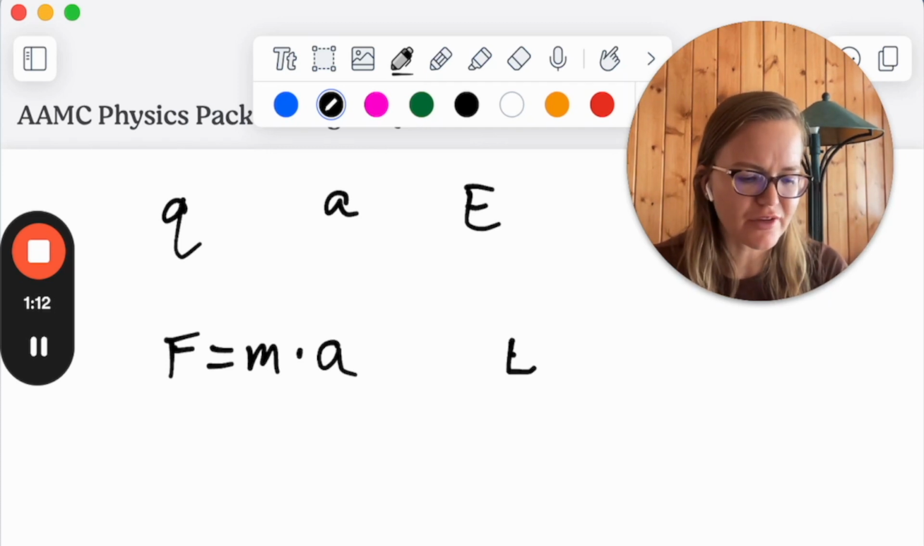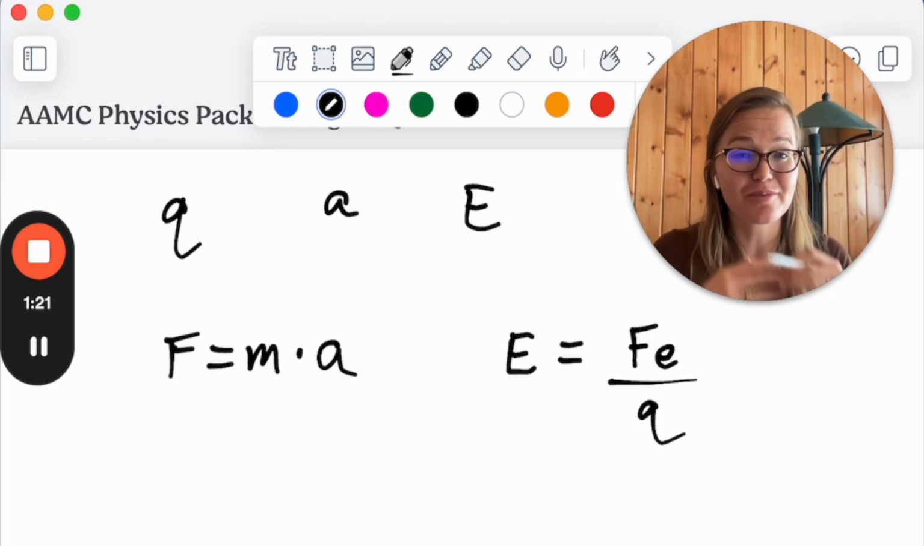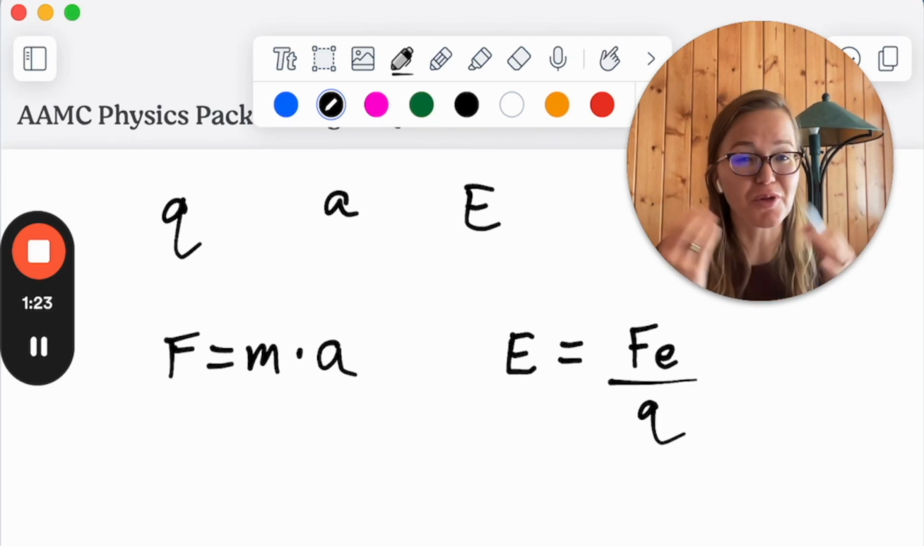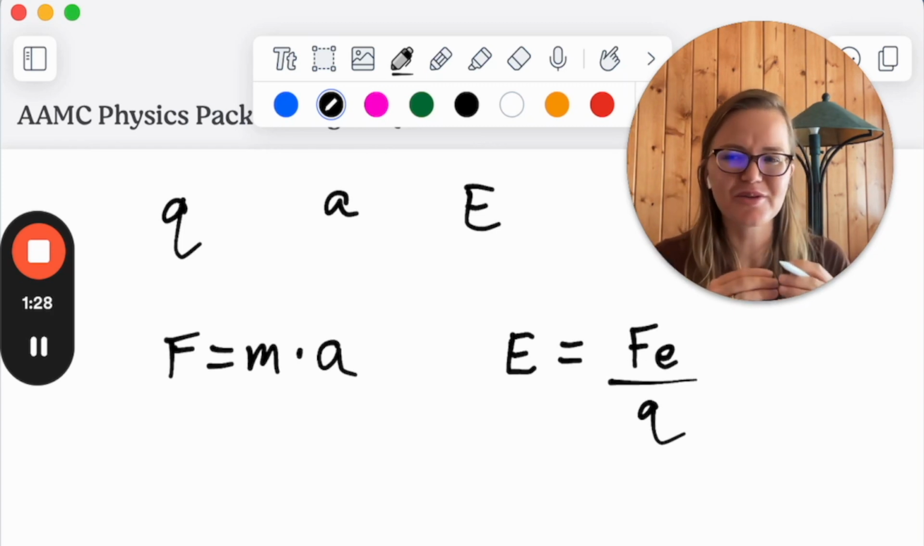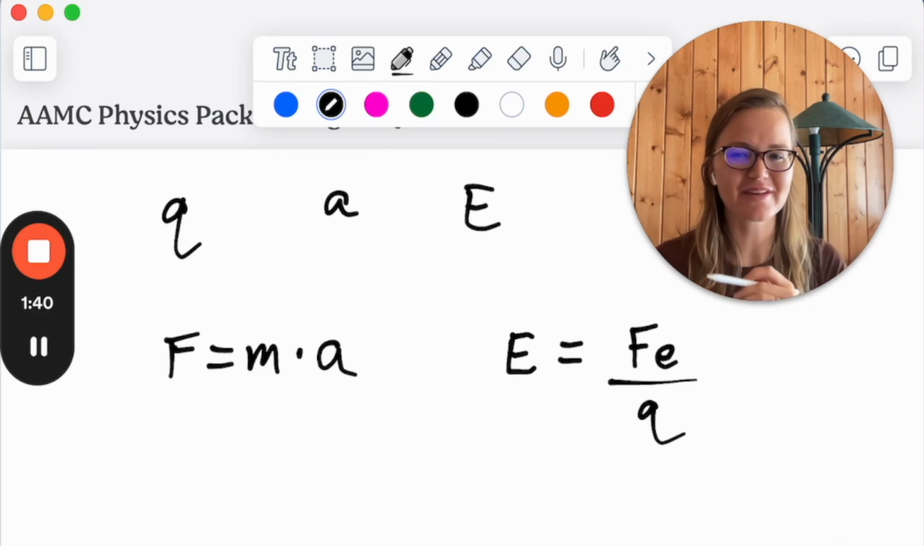Well, we've got our electric field, our capital E, the strength of our electric field, is equal to the force, or F sub E, the electrical force, felt by a test charge that's placed in that field. And we use, of course, our lowercase q to represent that test charge. Now, is there some way we can combine these two equations? So can we solve for F sub E and then sub that into our force equals mass times acceleration equation?